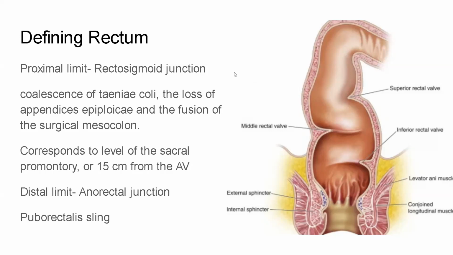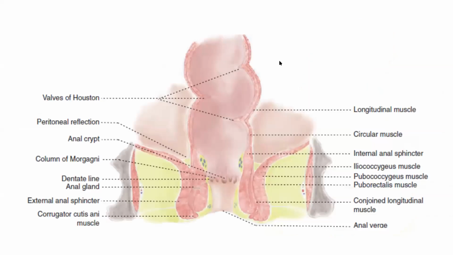Now, regarding the distal limit also, there has been various confusions. And again, as for surgeons, the definition of distal limit, that is the anorectal junction, is formed by the puborectalis sling, which is in the distalmost rectum. Now, this is the longitudinal section of rectum, showing the interior aspect as well as the musculature.